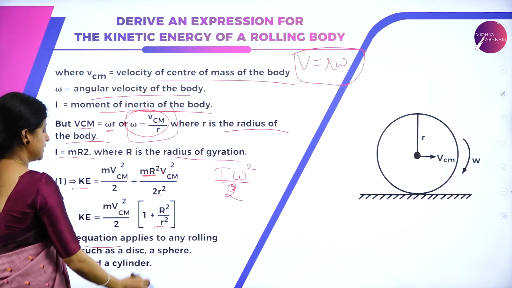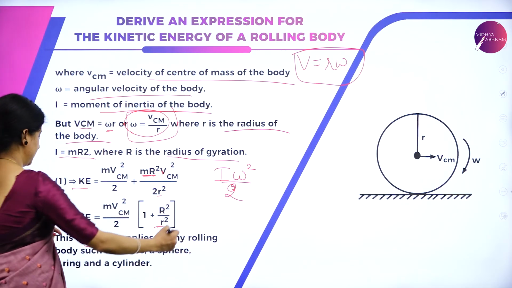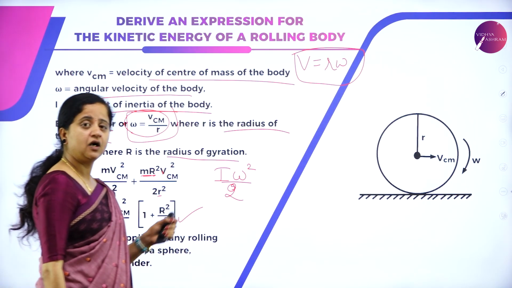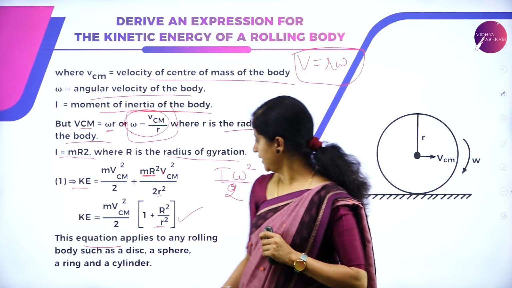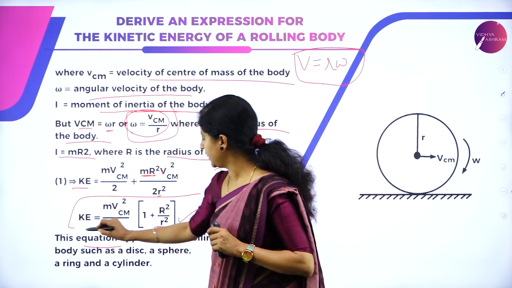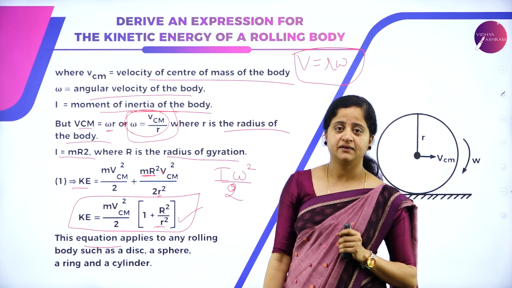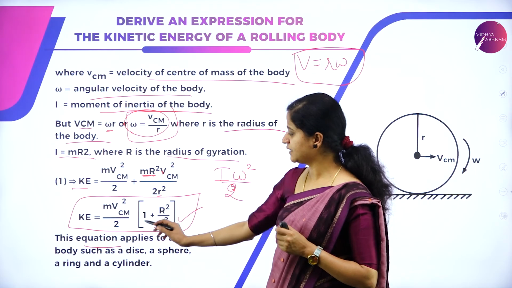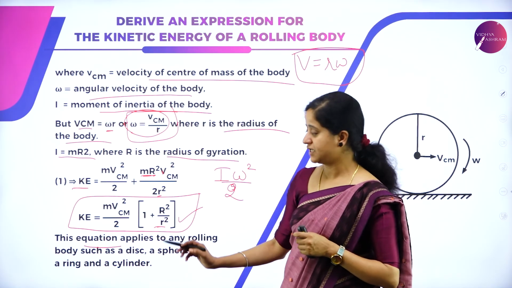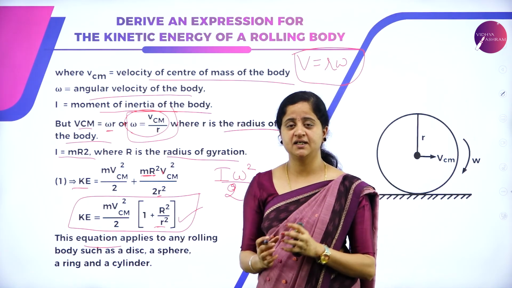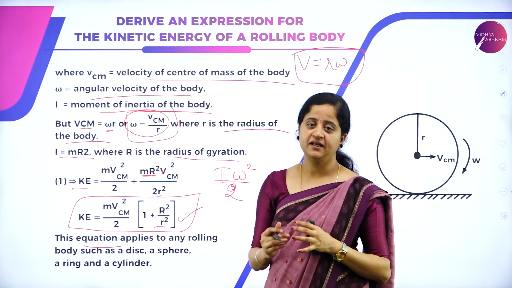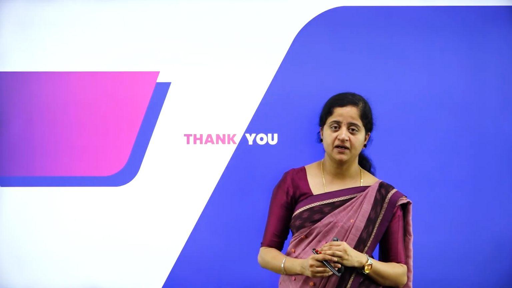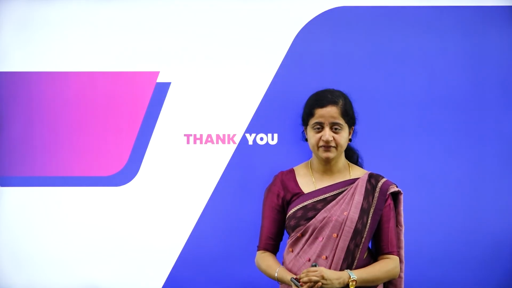This equation applies to any rolling body such as a disc, a sphere, a ring or a cylinder. So to find the kinetic energy of any body which is rolling, we can make use of this formula, whether it may be a ring, disc, cylinder or sphere. These are the applications of the theorems we have studied based on moment of inertia.